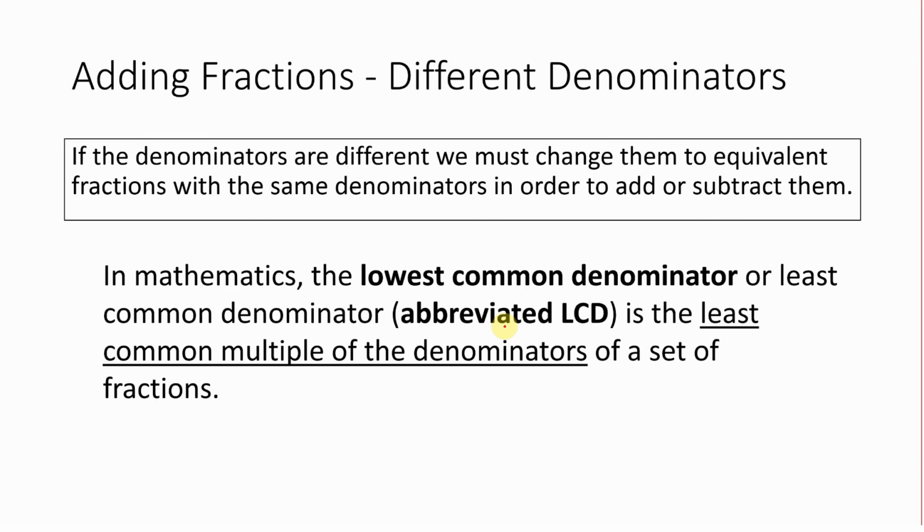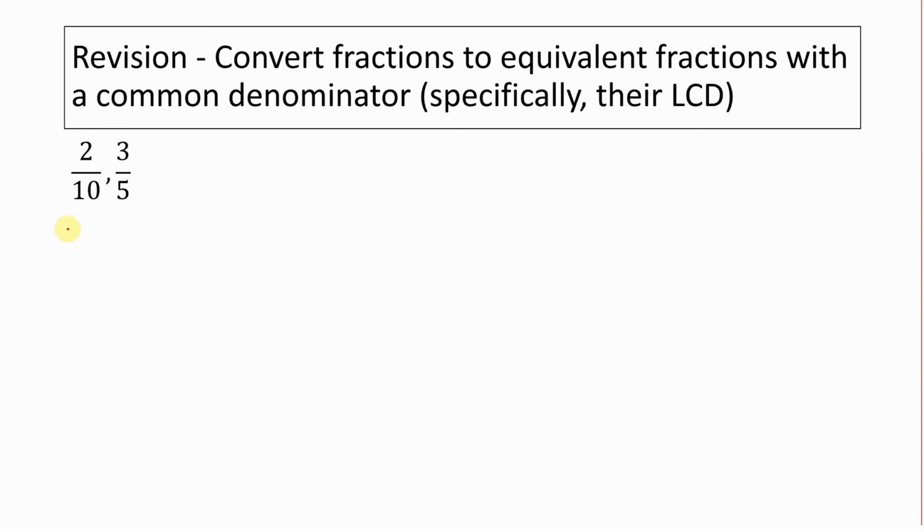So in mathematics, we want to convert the fractions to fractions with lowest common denominators. And the lowest common denominator, or least common denominator, it's often abbreviated as LCD, and it is the least common multiple of the denominators of a set of fractions. This set of fractions, if you'd like, 2 over 10 and 3 over 5.